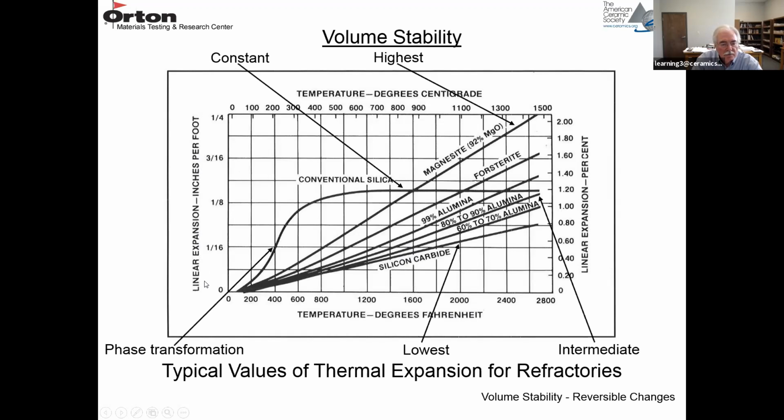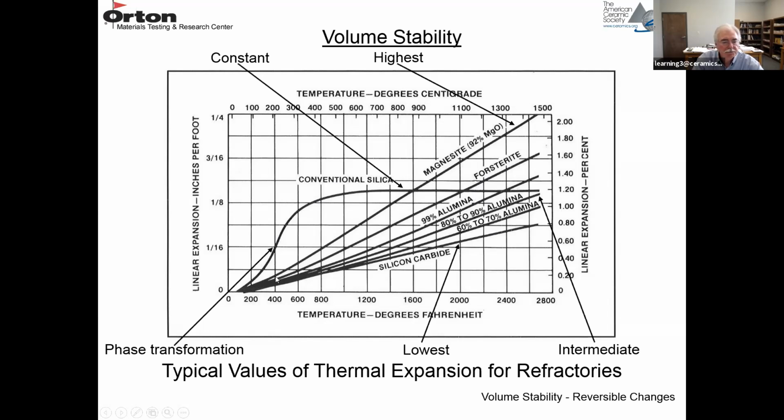This slide shows expansion versus temperature for some typical refractory materials. The highest one here I mentioned is MgO, magnesia. The lowest one here, I mentioned that silicon carbide was low. It's on the low end. And here are three different aluminas, a 60 to 70%, an 80 to 90, and a 99%. So as you increase the alumina content, you increase the thermal expansion. Phosphorite was that magnesium silicate. And then this one is a little bit different.